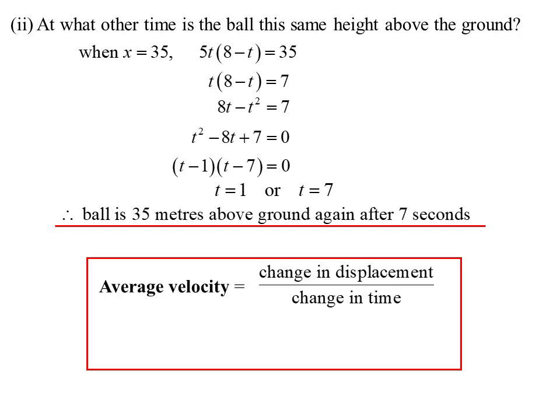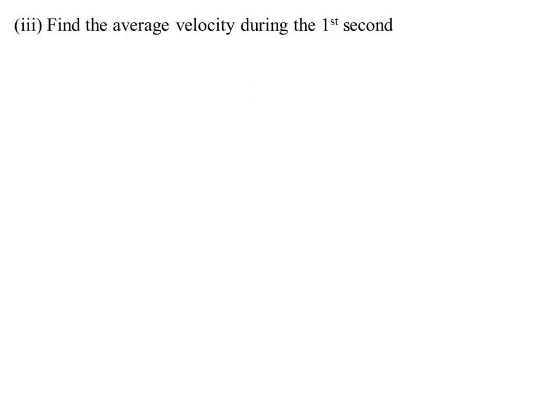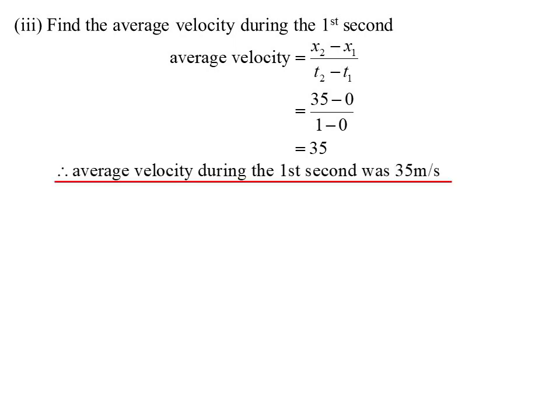Average velocity, that's the change in displacement over change in time. Very similar to the slope formula, I guess, because again, remember we're saying it's the slope of the tangent, or in this case the secant. So find the average velocity during the first second. It will be 35 minus 0 over 1 minus 0, 35. So where it was at t equals 1 minus where it was at t equals 0. That's my average velocity, 35 metres per second.